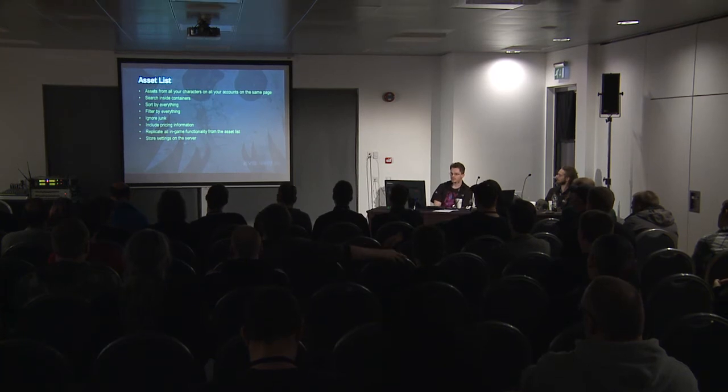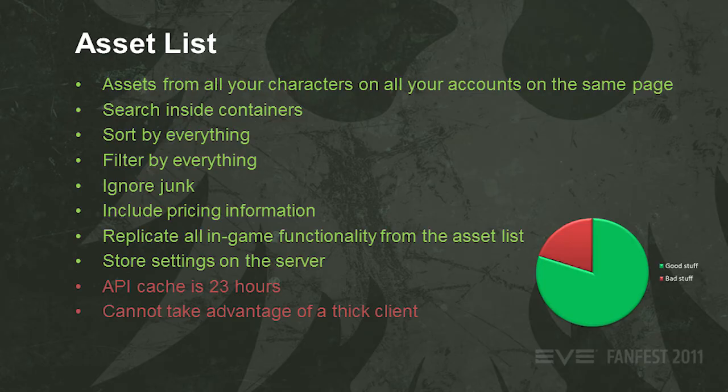Okay, so the new asset list that I was making, it can search all your characters. It's a completely searchable list from all your characters on all your accounts. I just have it all on the same page. And of course, using the API, you can search inside containers. And since I'm just writing this as a normal web page, then I can do stuff that normal people take for granted, like sort by everything and filter by everything completely freely. Things that we would never ever implement in Eve. And no, I'm just kidding.